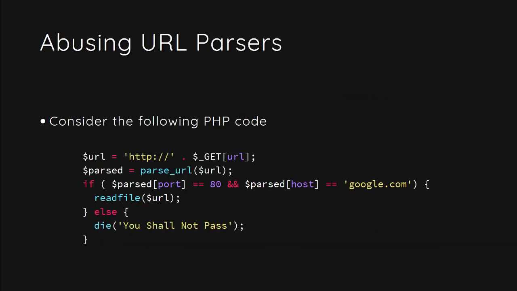Consider the following code in PHP. The code simply fetches the user-provided URL. In order to prevent SSRF, developers use the function parse_url to check whether the host and port are valid or not. So, if you provide 127.0.0.1 and port 81, you will not pass the check.